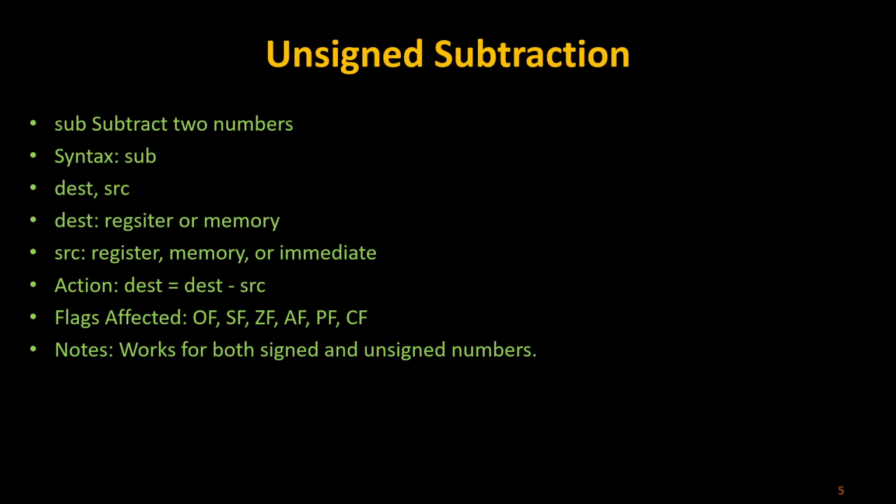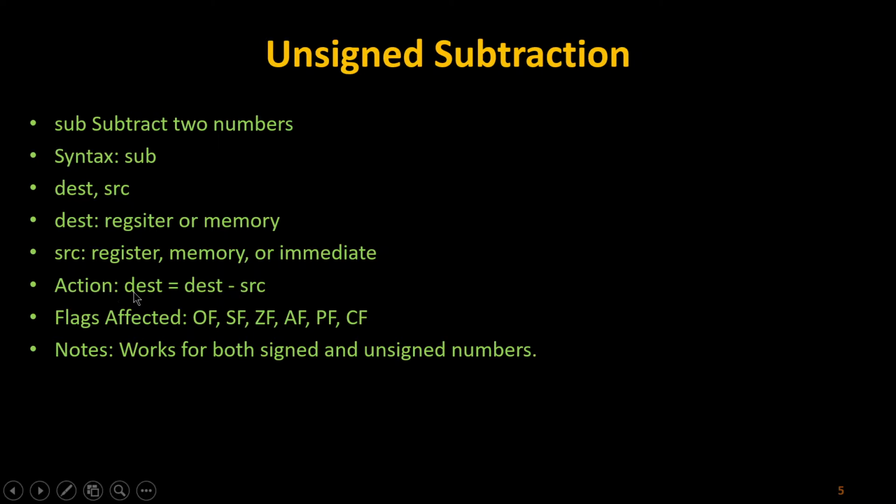The next one is unsigned subtraction. The syntax is SUB, and it looks similar to the addition operation: destination, comma, source. Destination can be a register or a memory. Source can be a register, memory, or immediate addressing mode, so that it can hold the data directly, which is the value to be added or subtracted.